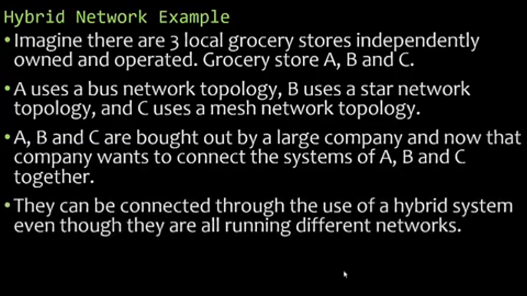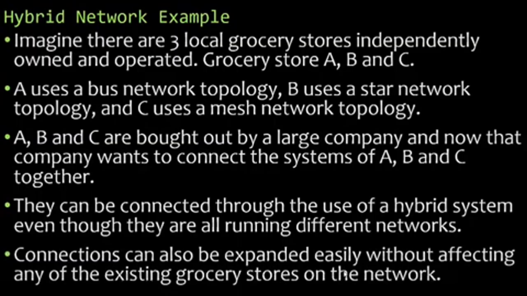How can we make it a hybrid? Well, they can be connected through the use of a hybrid system, even though they're all running different networks. You don't have to switch everything over to the same network, because a hybrid network uses 2 or more types of topologies. The connections can also be expanded easily without affecting any of the existing grocery stores on the network. So when they're bought out, there's no need to redo everything. So that handles the topologies.